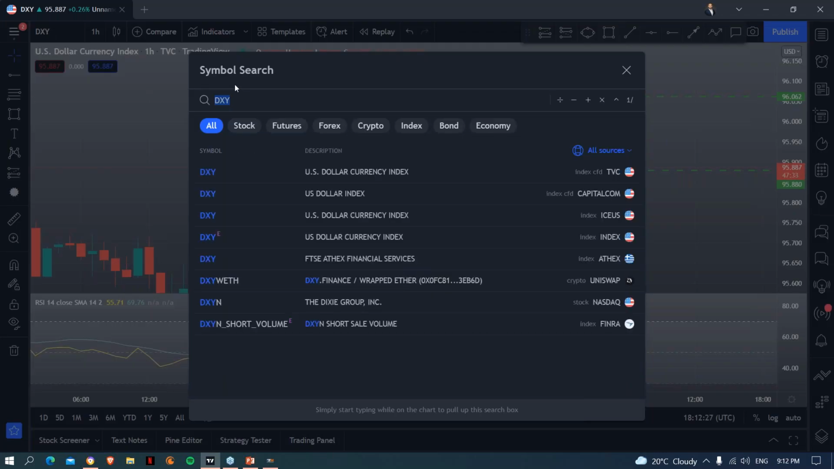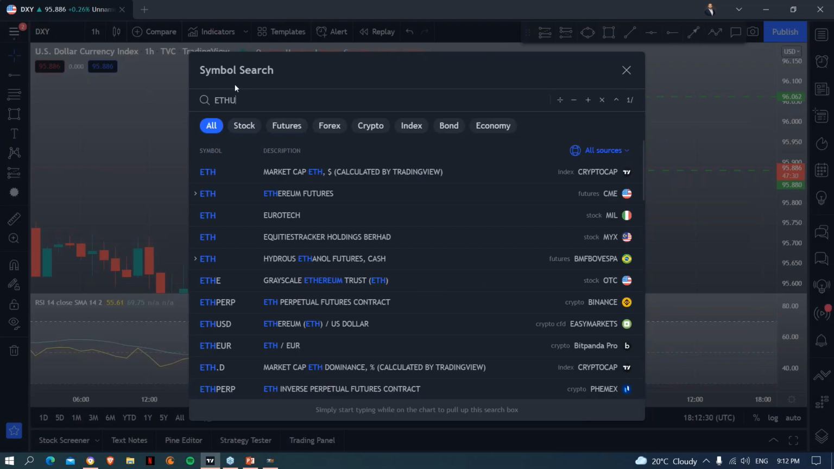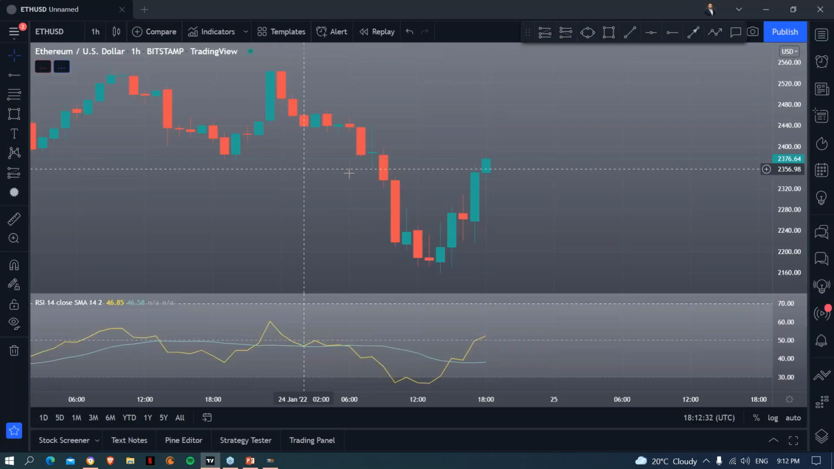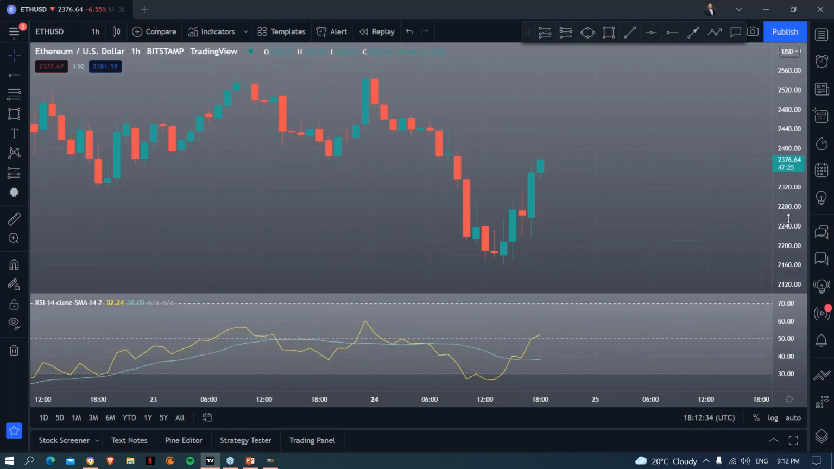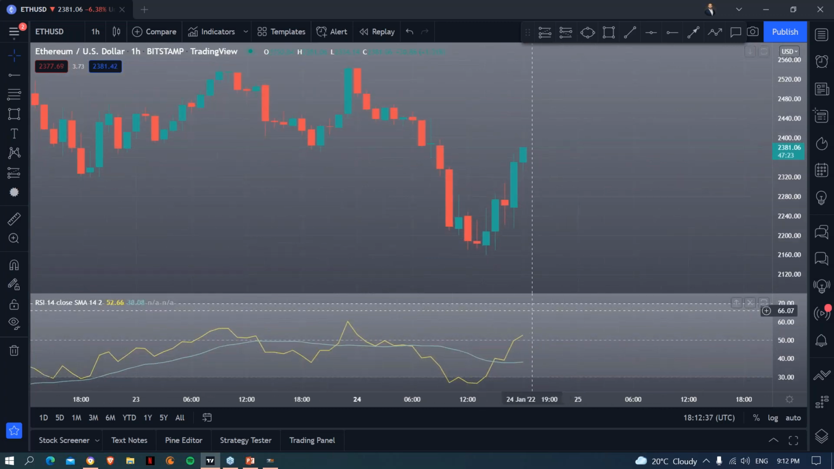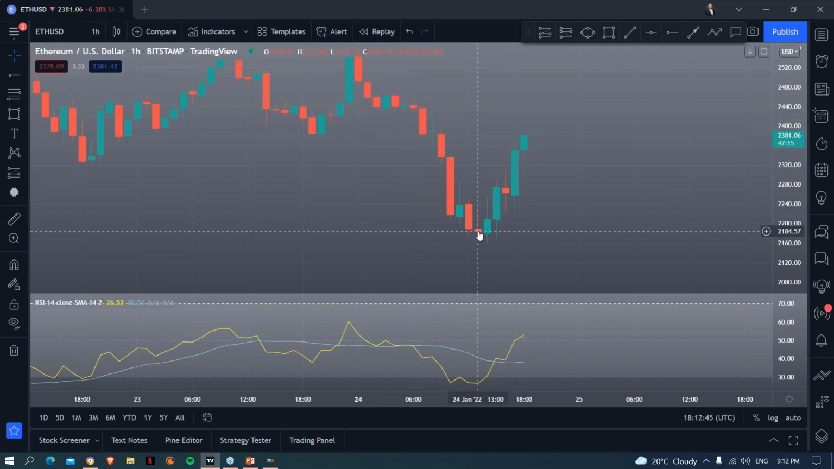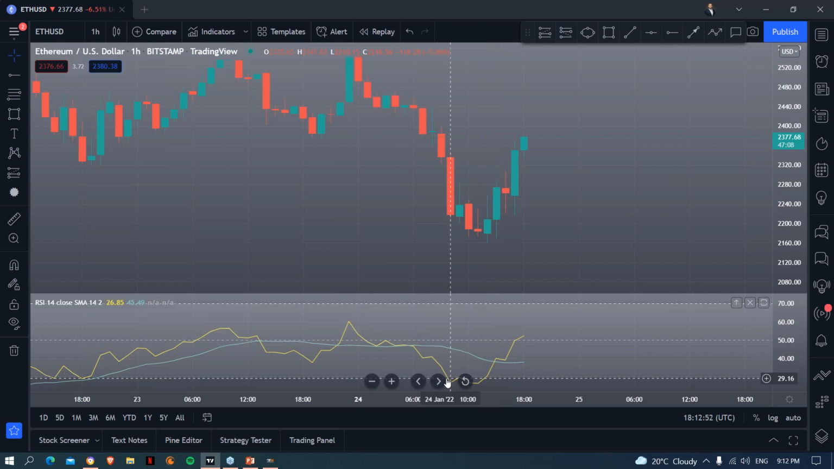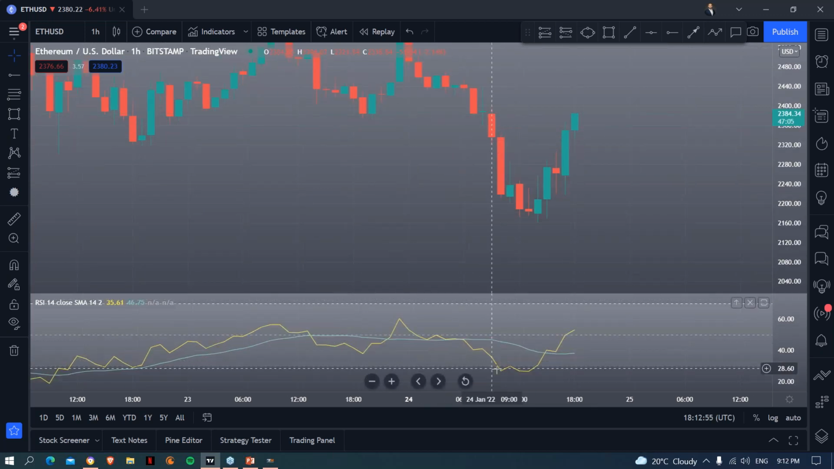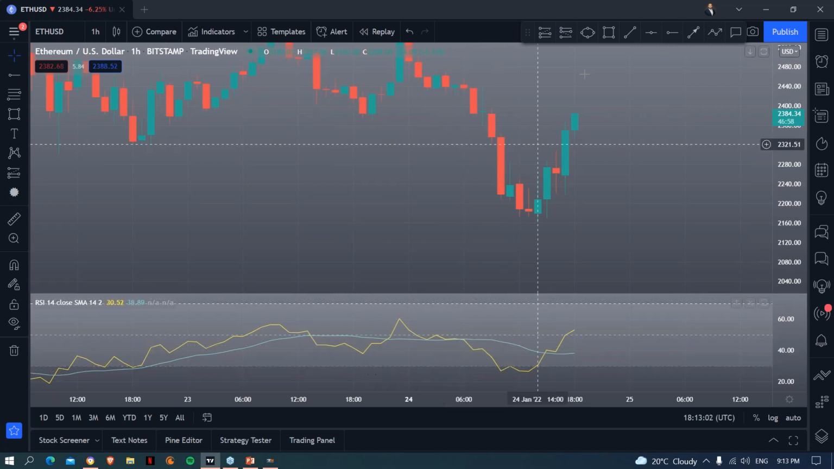For example, let's look at the crypto market. Let's go with Ethereum USD. All right, so this is the Ethereum USD. Here we have an example right in front of us. This is on a 1 hour chart, so each candle represents 1 hour. So 5 or 6 hours ago, when Ethereum reached all the way to $2,160, we noticed that the RSI had dipped to the oversold zone. See this? And this gave us our buy signal.